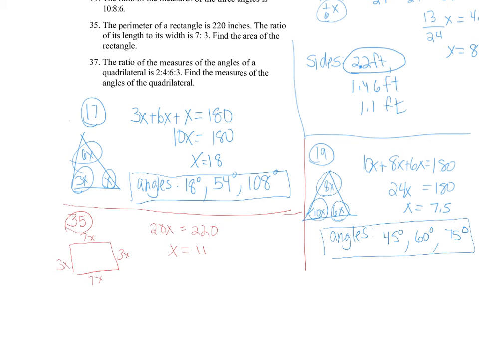And so this 7 times x, 7 times 11, would make that a 77. And this 3 times x, 3 times 11, would make that a 33. Since it asks us to find the area, and area is equal to the base times the height, we would take 77 times 33, and that is going to give us an area of 2,541, and our units for this is inches squared.